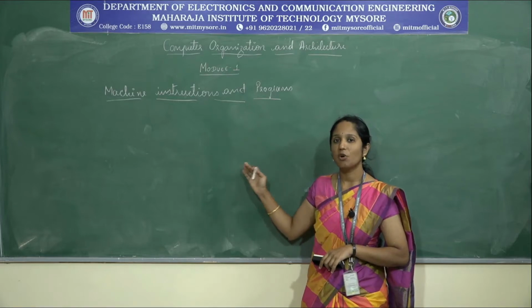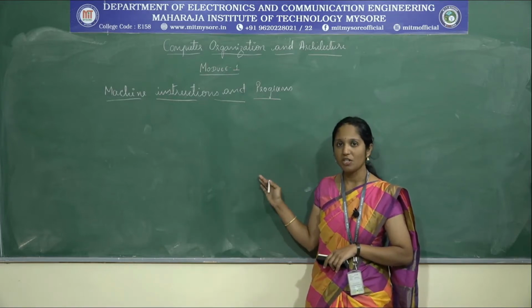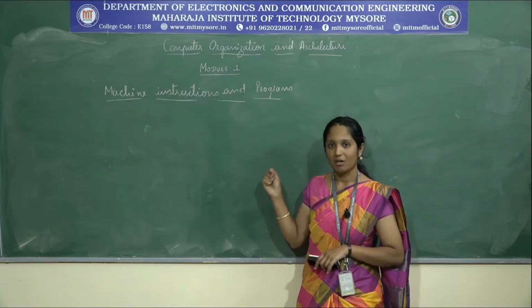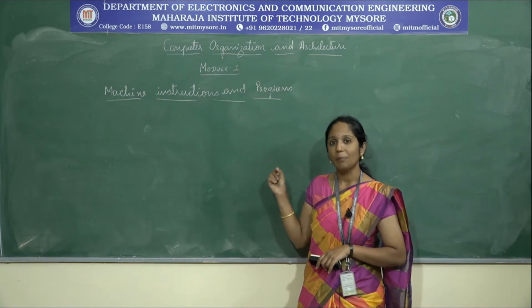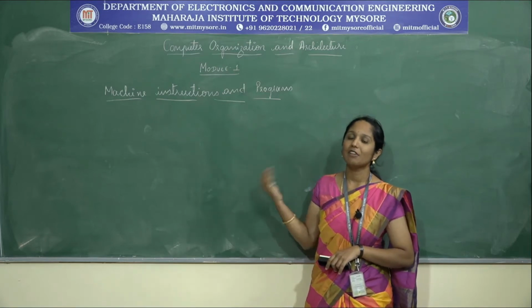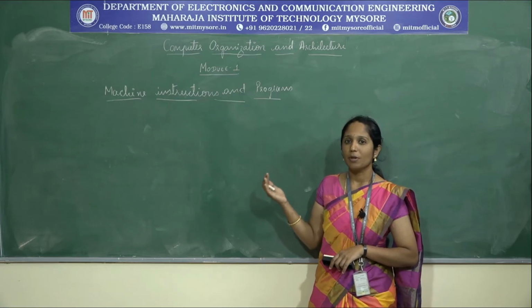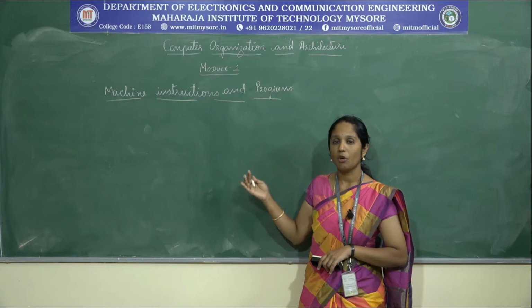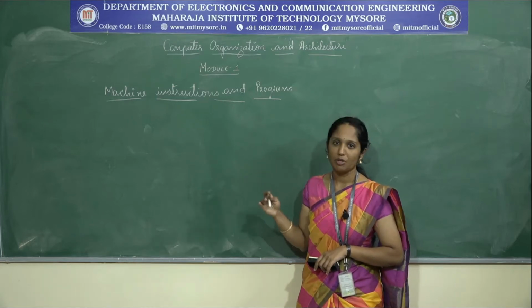We call that 0 and 1 a bit of information, where bit stands for binary digit, and the amount of information represented by a 0 or 1 is called a bit of information. While giving input, we represent a string of binary numbers, a string of zeros and ones. That is how we give the input to the computer system.